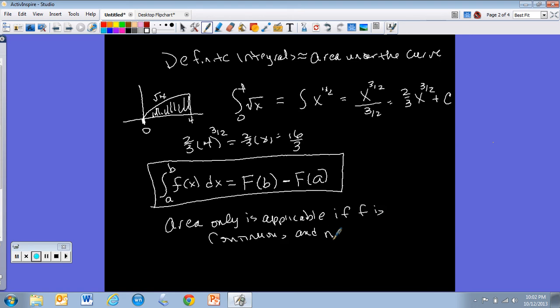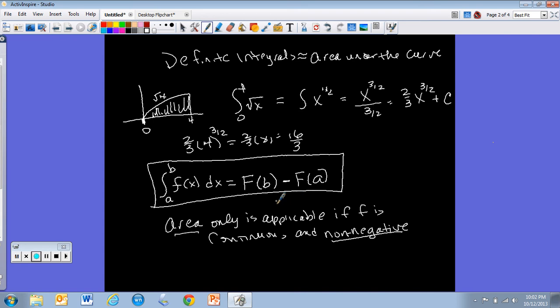and non-negative. Don't you love the word non-negative when they could just say positive? We're going to go with non-negative though, just to really, really make it important. Okay, you can refer to it as area only if it's continuous and non-negative, okay? Otherwise, you're just finding a number. So I'll kind of do a couple examples to show you the difference, okay?